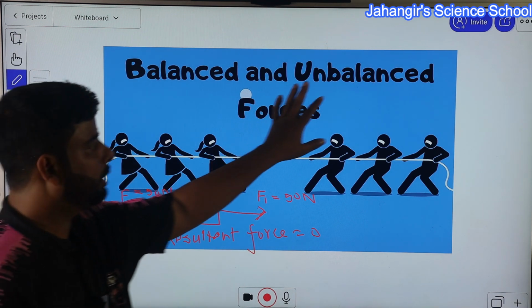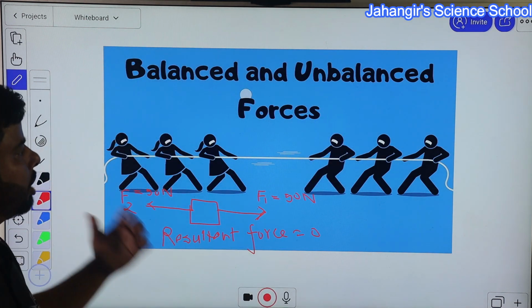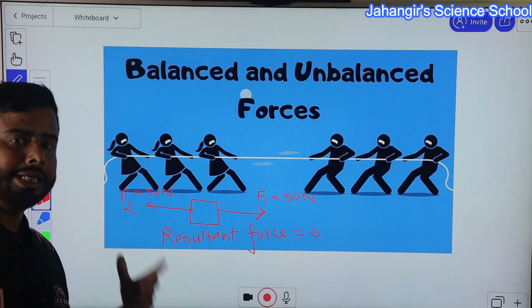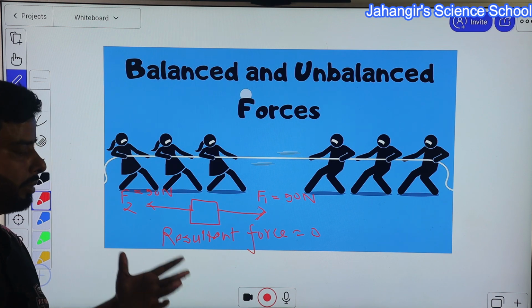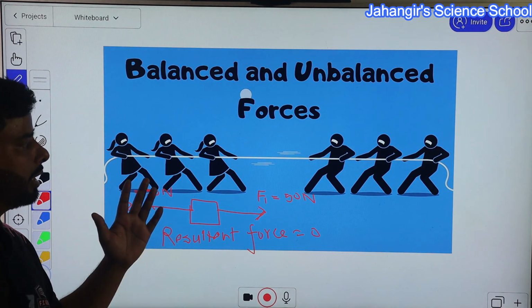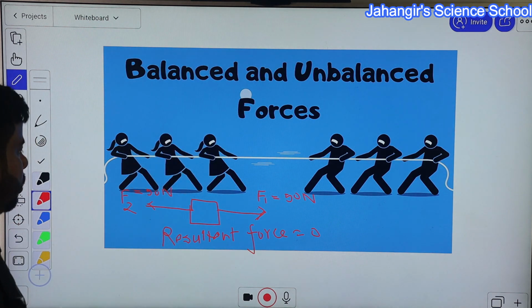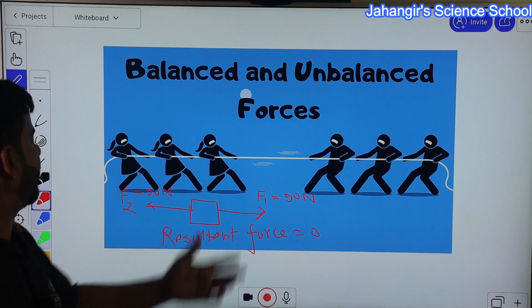On the other hand, if two or more forces act on an object, but there is a net force in a particular direction, then that force is known as unbalanced force.